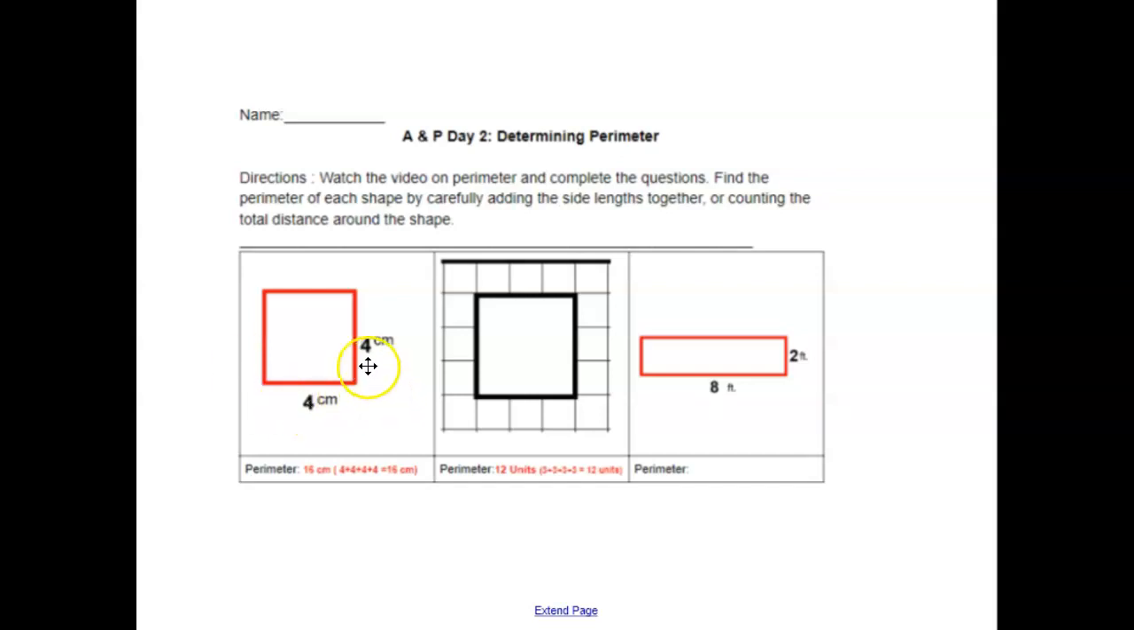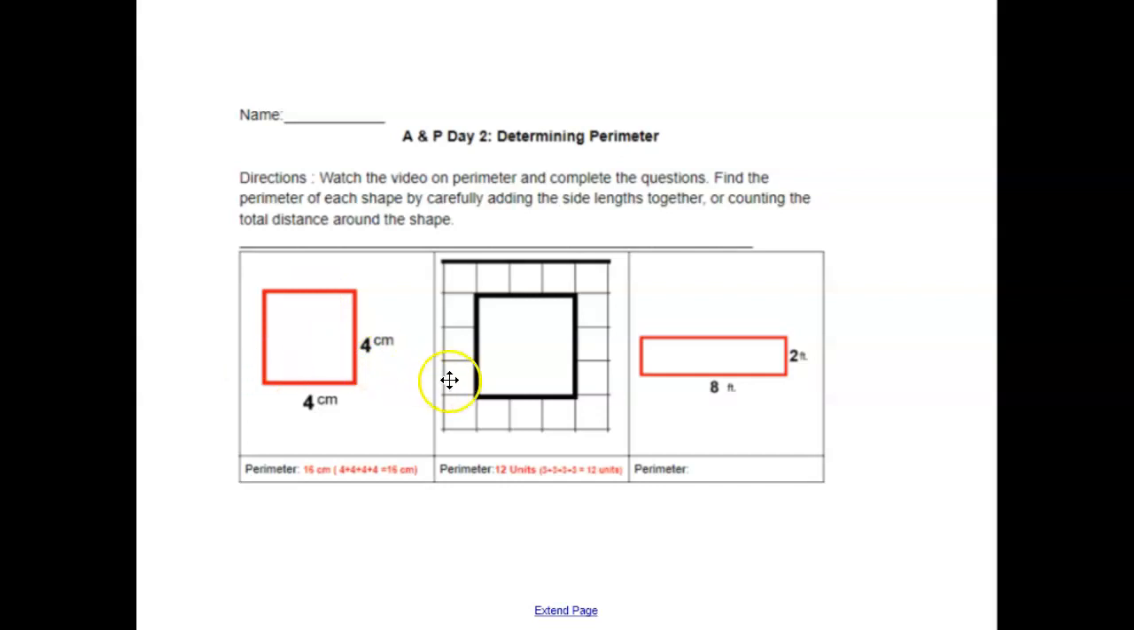So on my scratch paper, I drew the square and I wrote in that these 2 remaining side lengths were also 4 centimeters. And then I just very carefully added 4 plus 4 plus 4 plus 4, because that tells me the perimeter or the total distance around just the edge of the shape. So I know the perimeter of this square is 16 centimeters. And I put in parentheses how I solved it. 4 plus 4 plus 4 plus 4. I carefully added all of the side lengths.